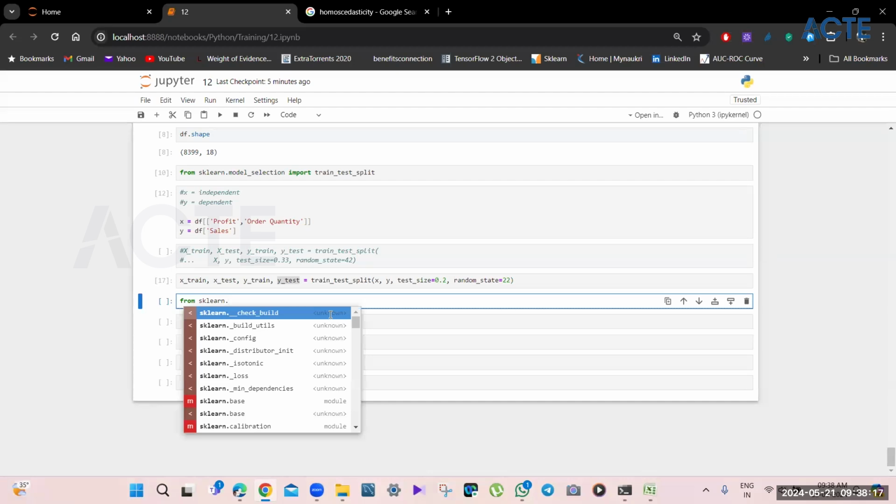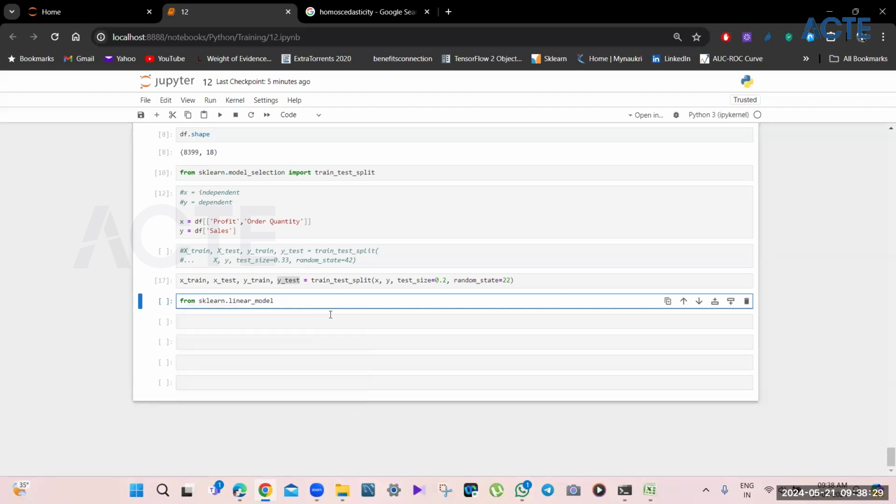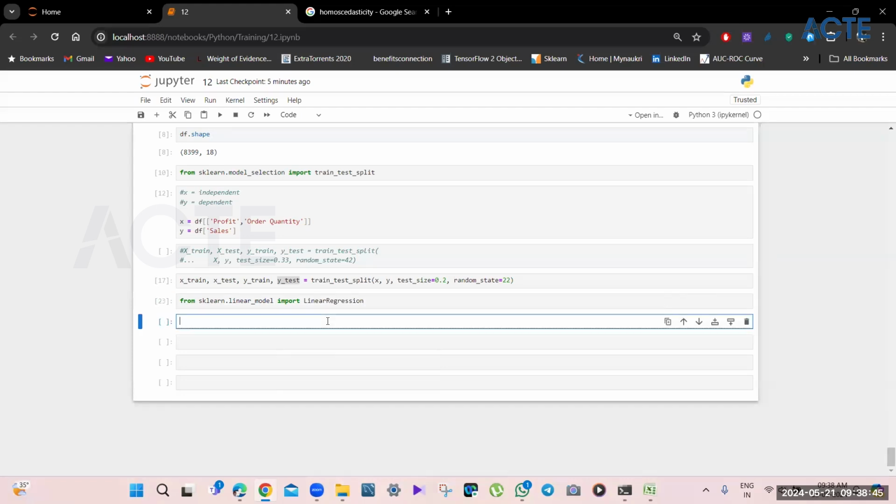So from Scikit-learn, now this is the ML package that we have. So we should know what are the things that we need. Now from Scikit-learn, we have to get this one, linear model. From sklearn.linear_model, import what? Import LinearRegression. This is the function that we need. Yes, this has been imported.